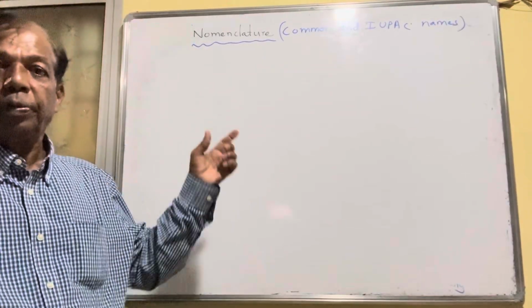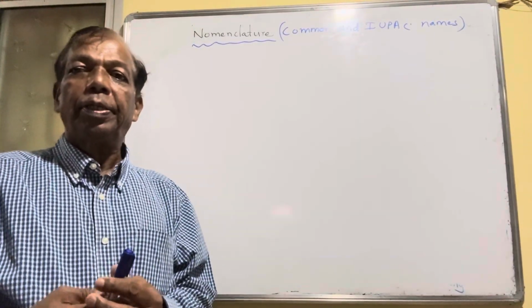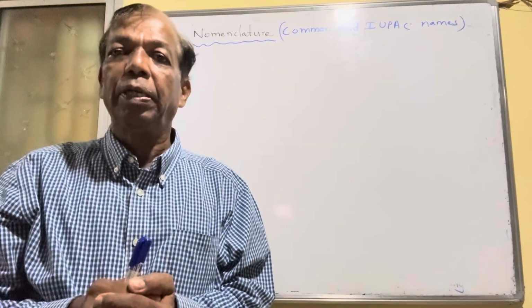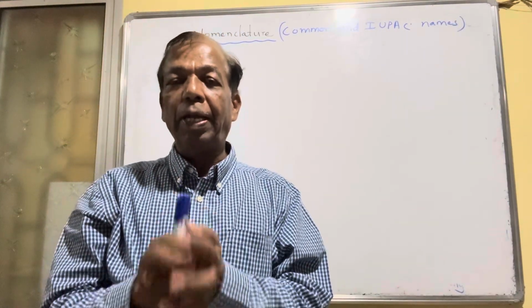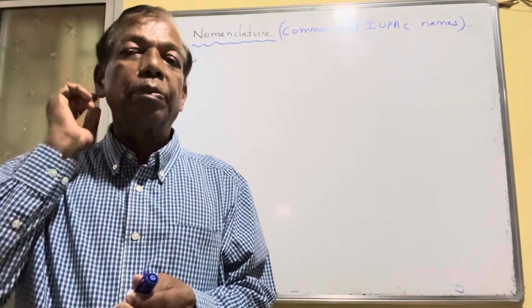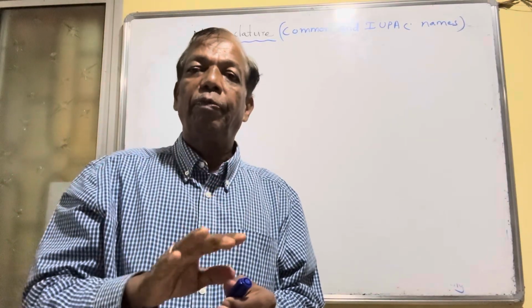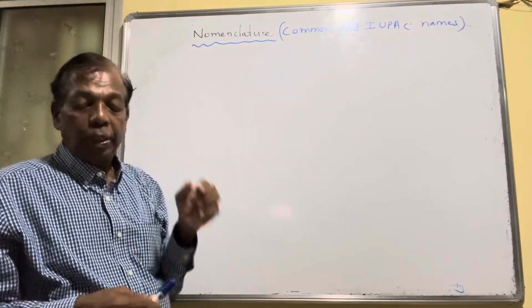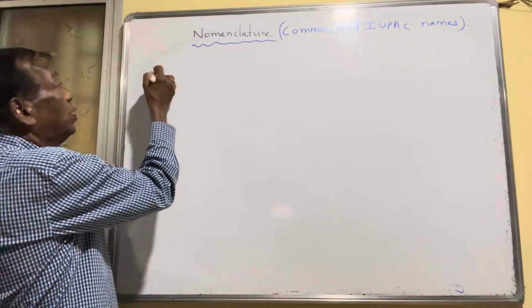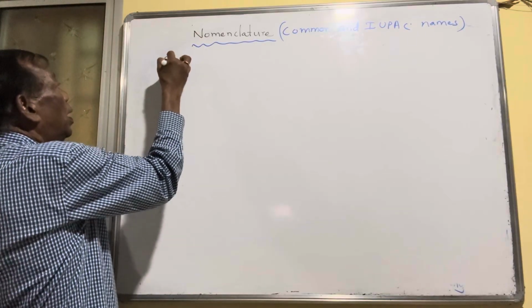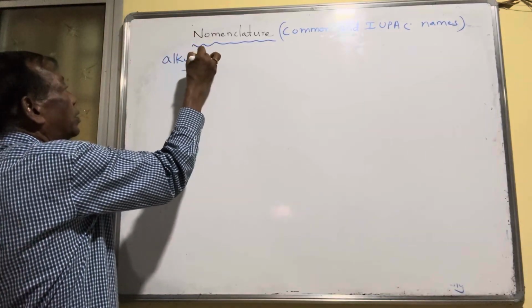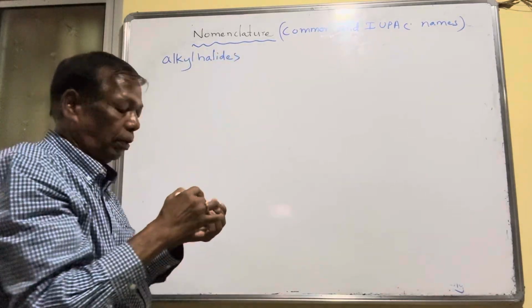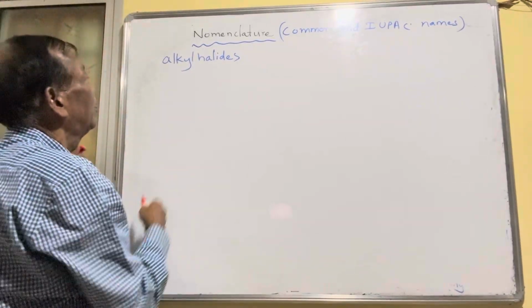So in this video, I am going to explain to you all the nomenclature of monohalogen derivatives of alkane, which are also called alkyl halide. Now this compound I am naming in both the ways, common name and IUPAC name. Okay, so we have here alkyl halide nomenclature. So I'll talk about alkyl halide first. Okay. Now, here I'll just show both the names.